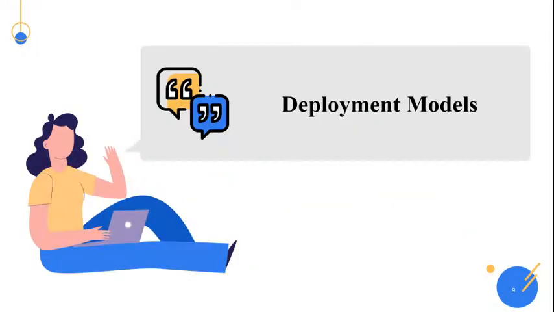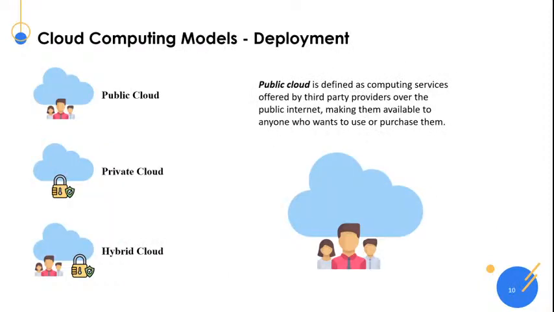So starting with the deployment models, we can first see public cloud. Now, what is public cloud? Public clouds are the servers which are offered by a cloud provider, in which each server can have multiple companies hosting their application. All right.